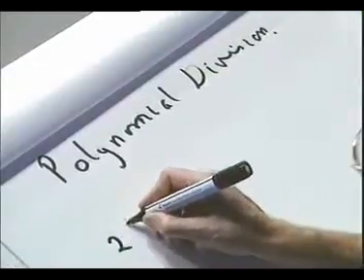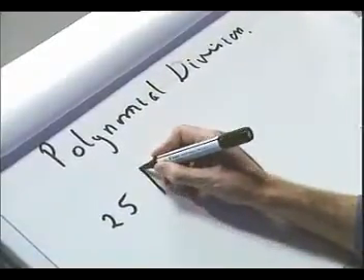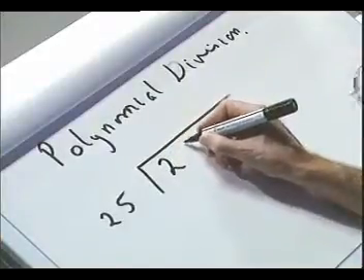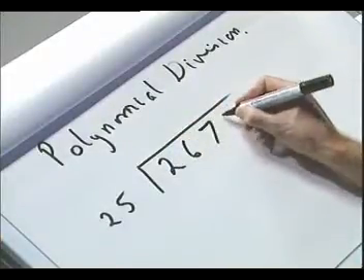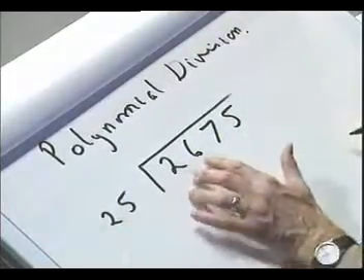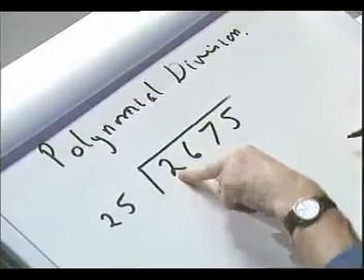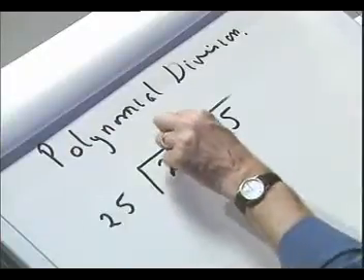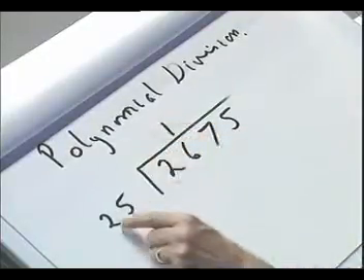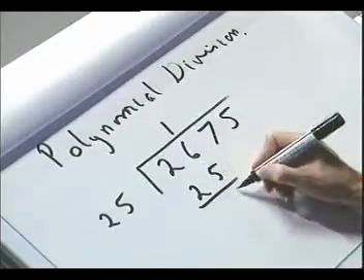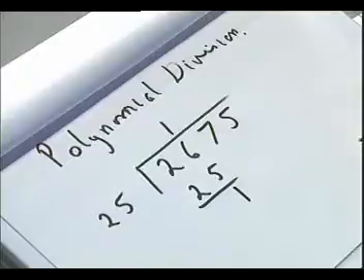Supposing I want to divide 25 into, let's say, 2,675. What I would have to do is look at 25 into 2, no way. 25 into 26, it goes once. And I'd write the 1 there. I'd multiply the 1 by the 25 and subtract and have 1 left. Hope you remember doing that.